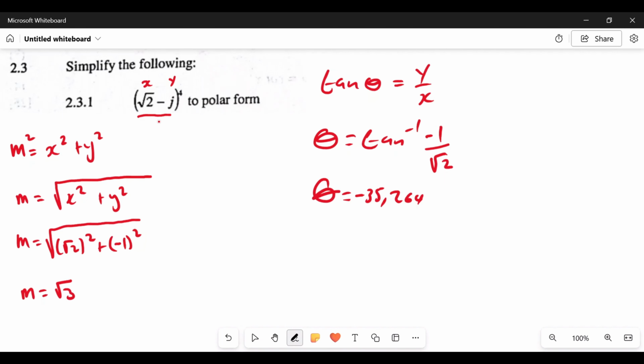So if we rewrite the equation in polar form, this is how we're going to write it: z is going to be equal to our modulus, which is root 3, right? And then polar, our angle is negative 35.264, all this to the power of 4.